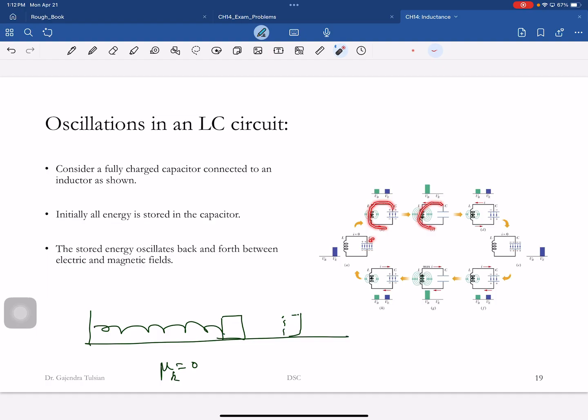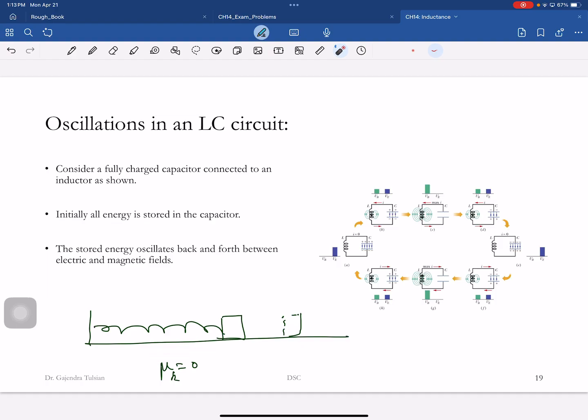the current will flow, and then this plate will become positively charged. Then the current will flow in the opposite direction, and then again this will become positively charged, and then the process will continue. So when this capacitor is charged and let go, an oscillating current will flow back and forth. It'll oscillate just like this.